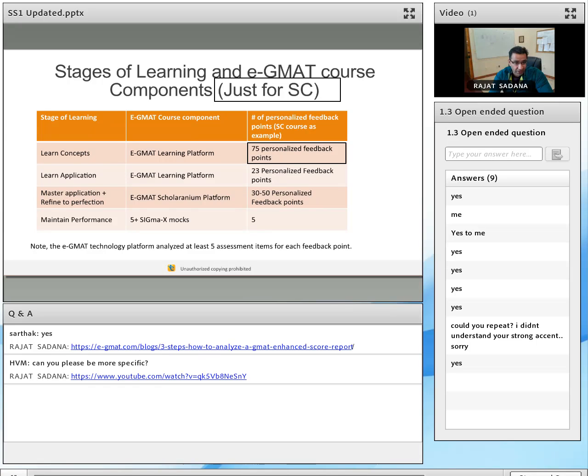When you learn application, we give you 23. While learning the content, you learn application 23 times. In each of these application files, you have about 4 questions overall, and you get feedback points. When you're mastering application and refining to perfection, you get between 30 and 50 feedback points. And while you're taking mocks, you get another 5 feedback points just in sentence correction.